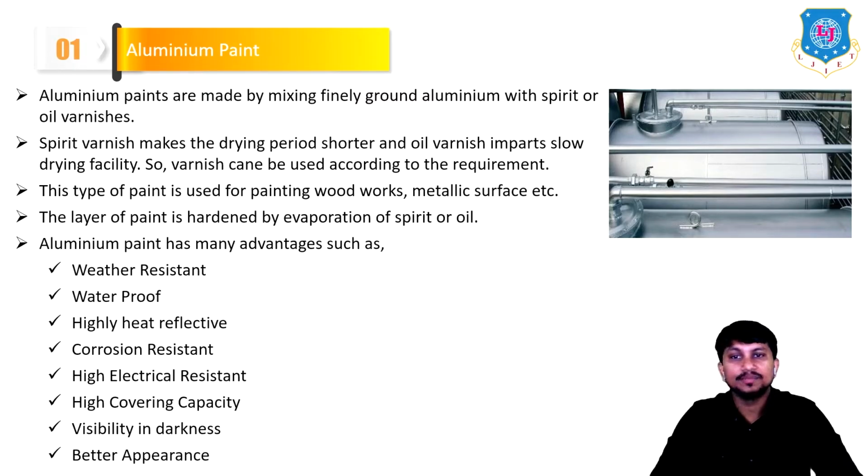Aluminum paint has many advantages, such as it is weather resistant, waterproof, highly heat reflective, corrosion resistant, highly electric resistant, has high covering capacity, visibility in darkness, better appearance, etc. This is how aluminum paint looks like.